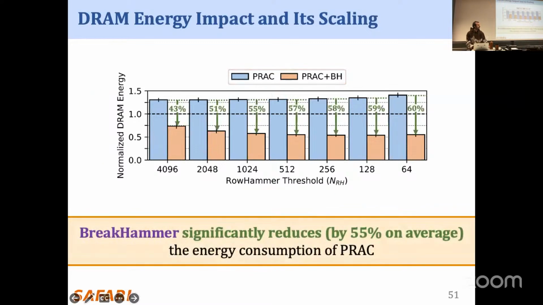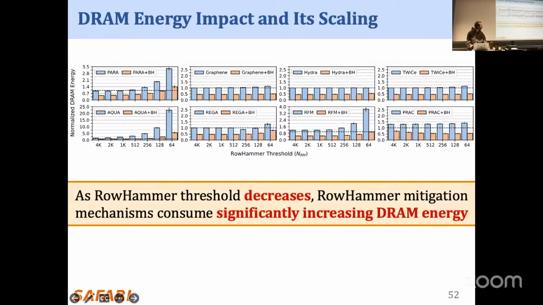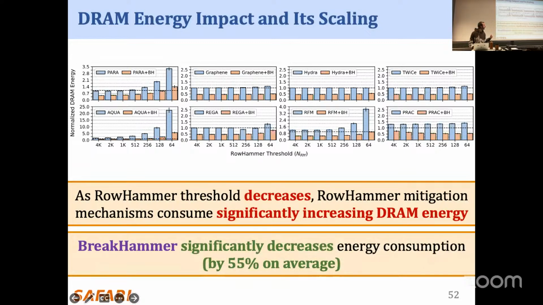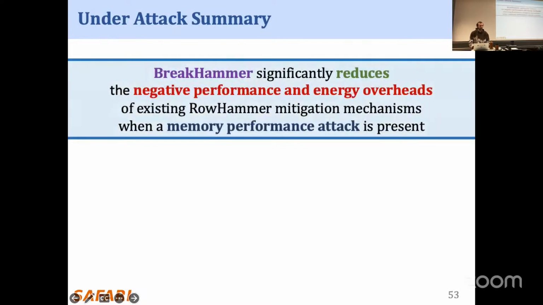From our PRAC results, similar to our performance results, BreakHammer has significant energy improvements. Across all of our results, similar to performance again, as the thresholds decrease, all mechanisms incur more DRAM energy overhead, and BreakHammer greatly reduces the energy consumption of these mechanisms. To summarize our under attack results, BreakHammer significantly reduces the negative performance and energy overheads of existing RowHammer mitigation mechanisms when a memory performance attack is present.